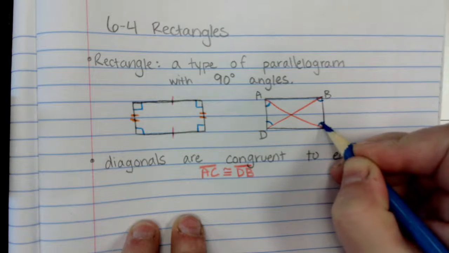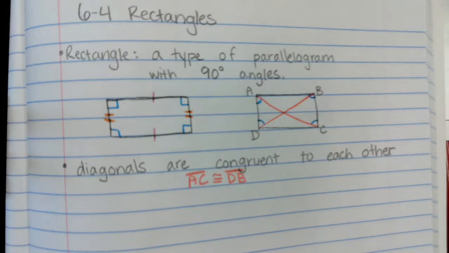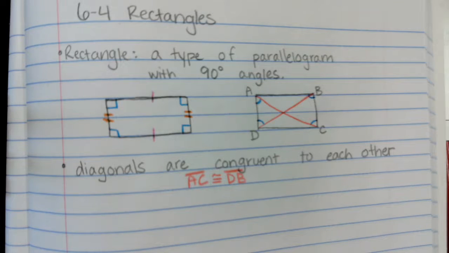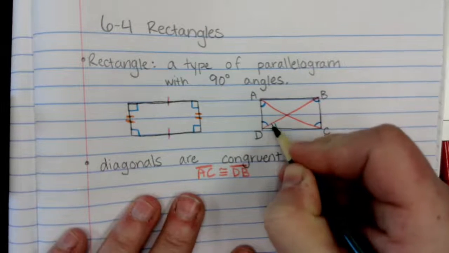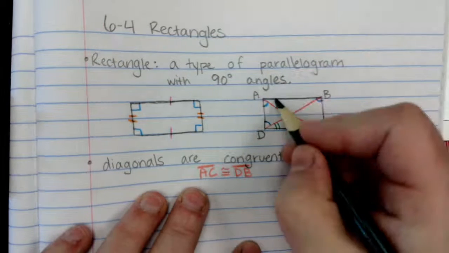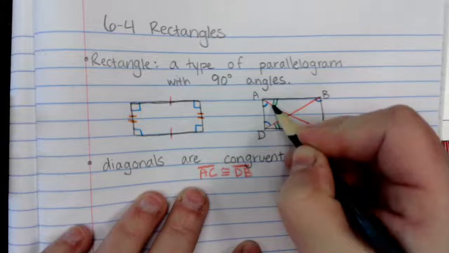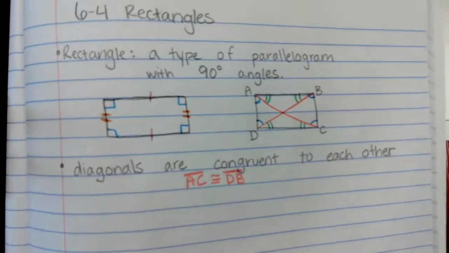And then the same thing happens with the other angles that are made. So this other angle at D right here is going to be the same as this one, the same as this one, and this one. So when we have those diagonals in, it creates congruent angles with those diagonals as well, because the diagonals are congruent to each other. We're going to use that a little bit as we do our practice.